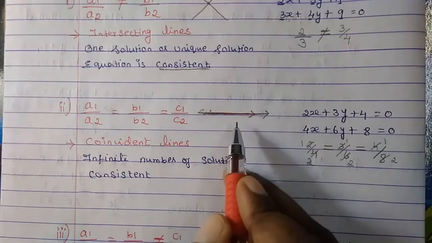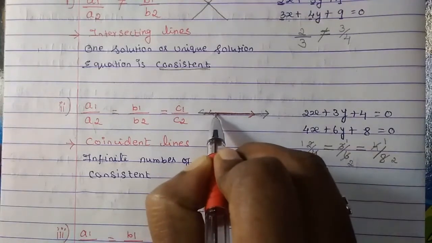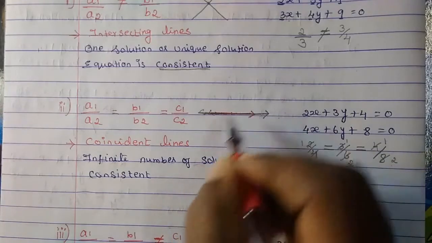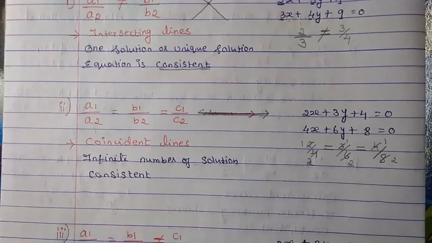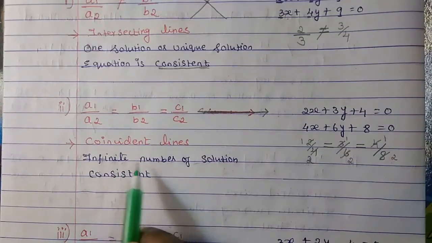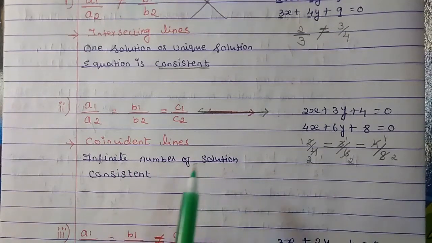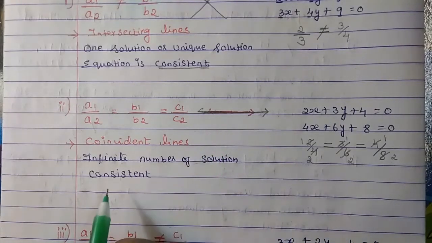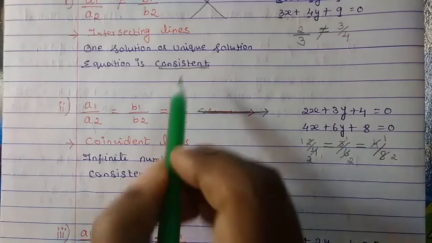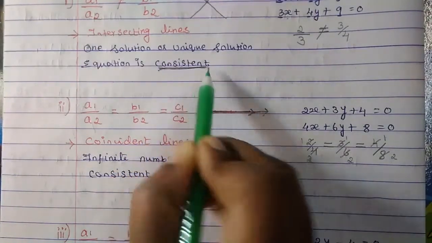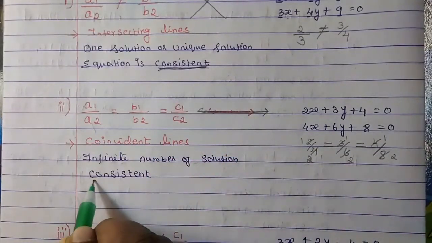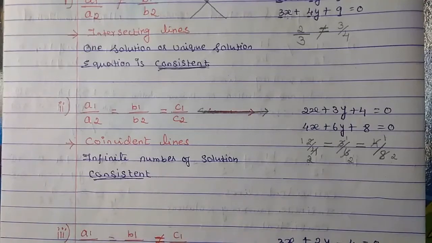If both the lines are coinciding, how many solutions do we have? Plenty of solutions. All the points are touching. That means we will have an infinite number of solutions. This is the type of graph we get where we have infinite solutions. And since we have solutions here, we call these equations consistent. I already told you that when we get a solution, we say the equation is consistent. Here also we get an infinite number of solutions, so this equation also is consistent.